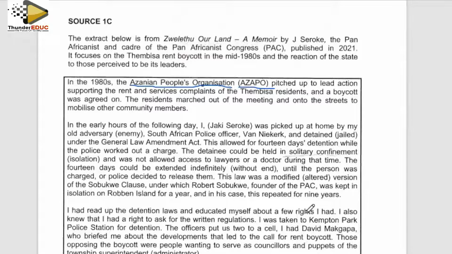right, we tend to find that it says this allowed for 14 days detention while police worked out a charge. So it's the first provision, allowing for 14 days. It allowed for 14 days detention while the police worked out a charge. It's one provision. The police were given the powers through that amendment to detain people without a charge for 14 days, while they were trying to establish a charge.